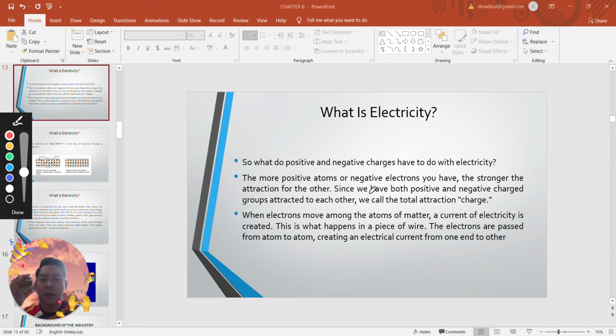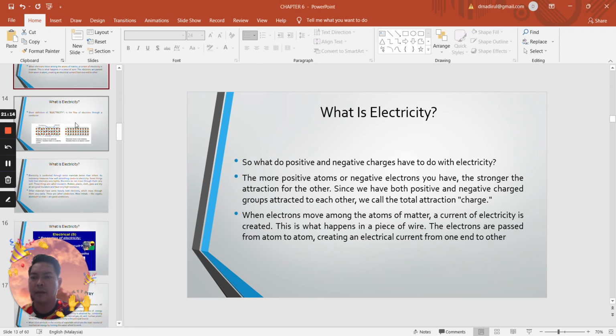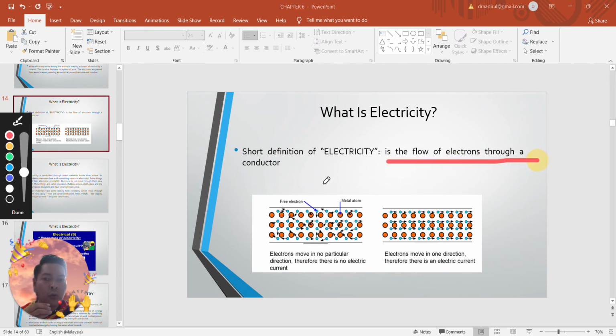When electrons move among the atoms of matter, a current of electricity is created. This is what happens in a piece of wire. The electrons are passed from atom to atom, creating an electrical current from one end to the other. Basically, the fundamental of electricity is the flow of electrons through a conductor.